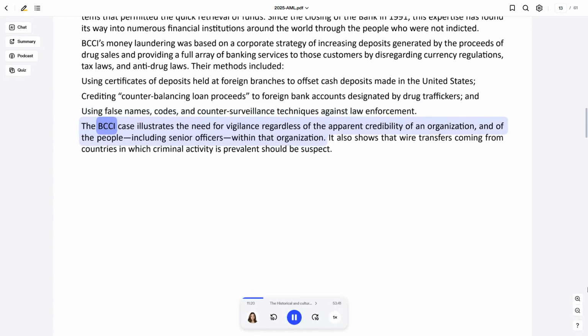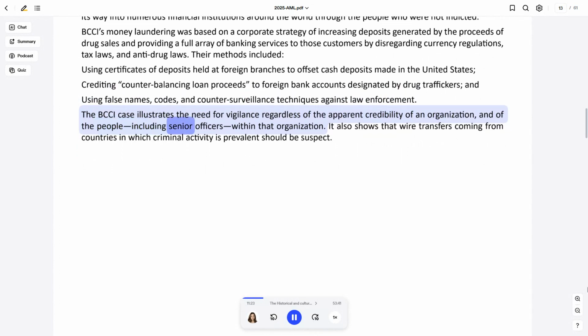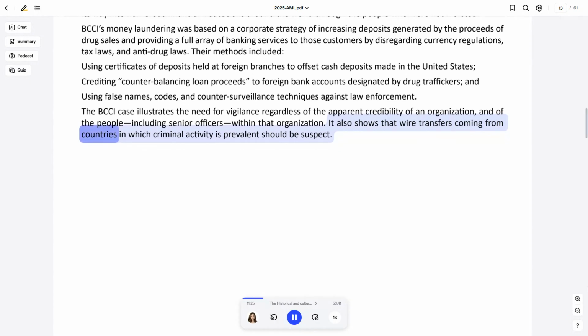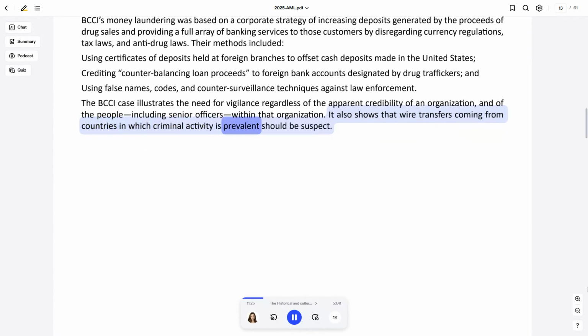The BCCI case illustrates the need for vigilance regardless of the apparent credibility of an organization, and of the people, including senior officers, within that organization. It also shows that wire transfers coming from countries in which criminal activity is prevalent should be suspect.